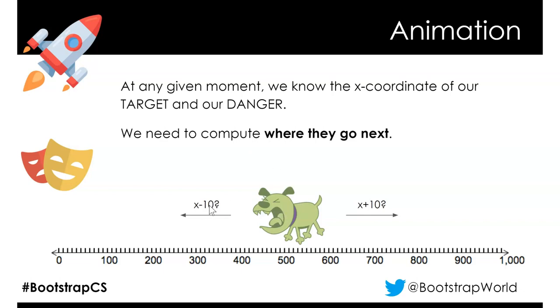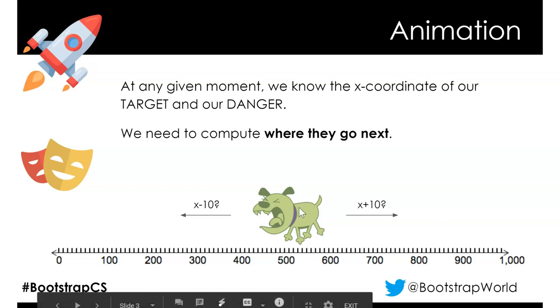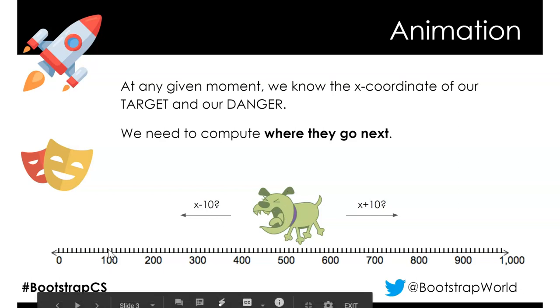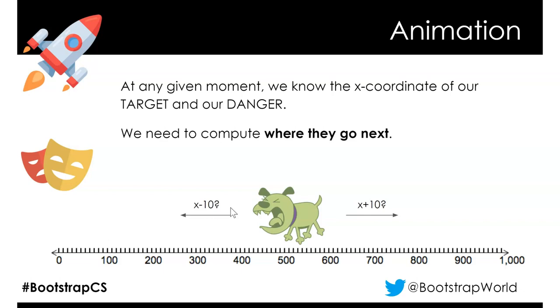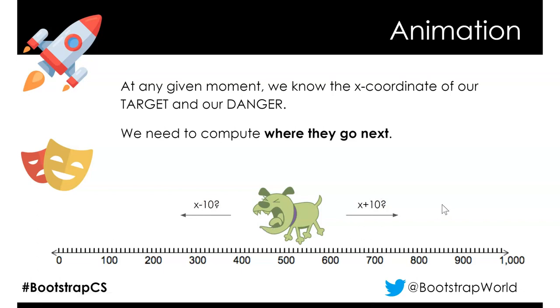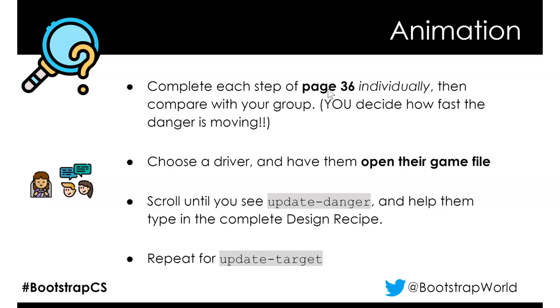So here's the danger dog. If we say on the next frame, make it x minus 10, then on the next frame he would be a little bit to the left. And if we did it again, he'd be a little bit to the left. And when we do it fast enough, it looks like he's moving. If we said on the next frame to be 100, then it would look like he was jumping all over the place, and then he would stay because it would just be 100. But if we say take wherever you are, which is x, and go minus, then he goes to the left. We say go plus, then he goes to the right. And this is right on the x coordinate. So let's look at page 36.